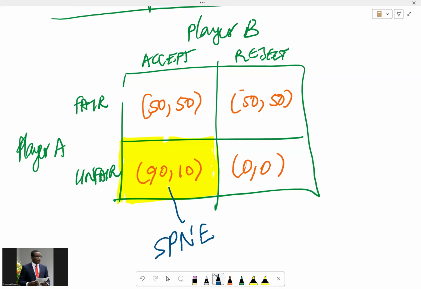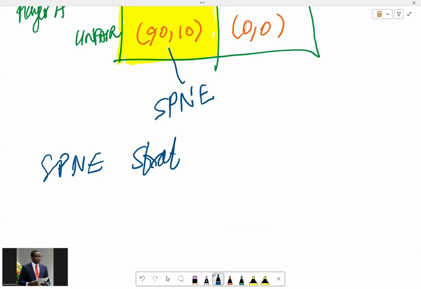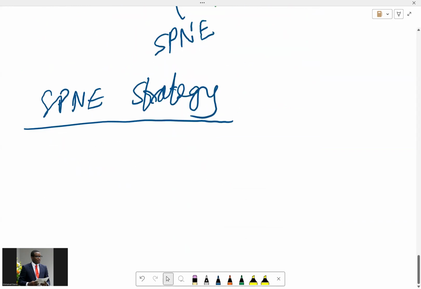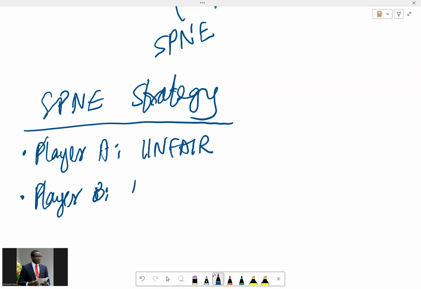So that is how it's going to be. In the long run, we just know that the SPNE strategy at the end of the day would be that player A will be unfair and player B would accept. Okay, so that's the subgame perfect Nash equilibrium strategy.